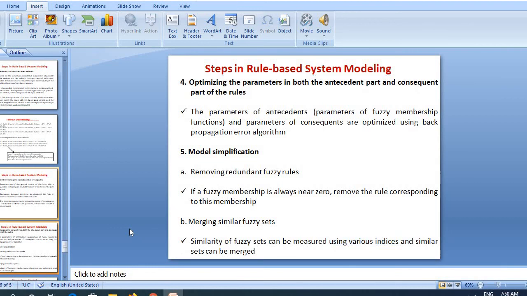So that's all about rule-based system modeling. I've tried to make it as simple as possible for you. Please go through it at least 2 or 3 times so that you get a concept of this. Thank you.